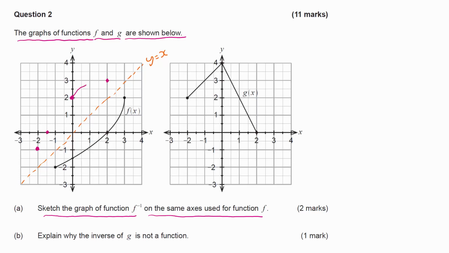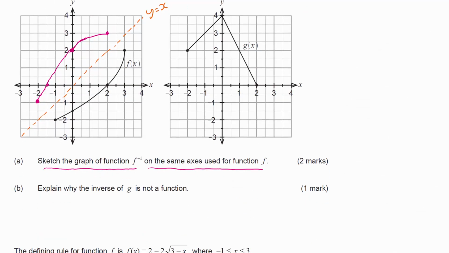So we'll try to make a reasonable job now of drawing the reflection of the function. You could always use a couple more points if you want to make sure it looks really accurate. We're now asked to explain why the inverse of g is not a function. Well, quite simply, we can see with g that g is not 1 to 1.